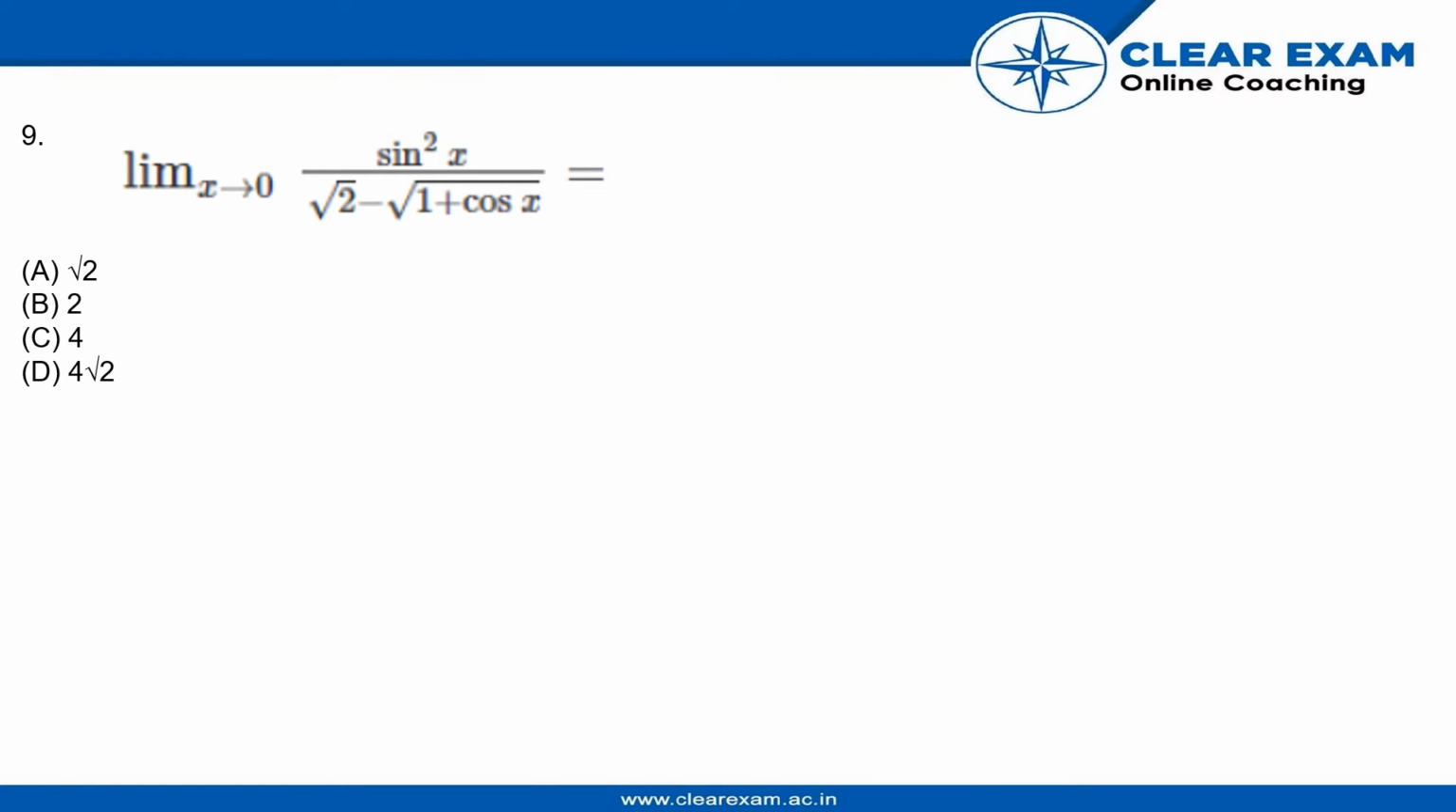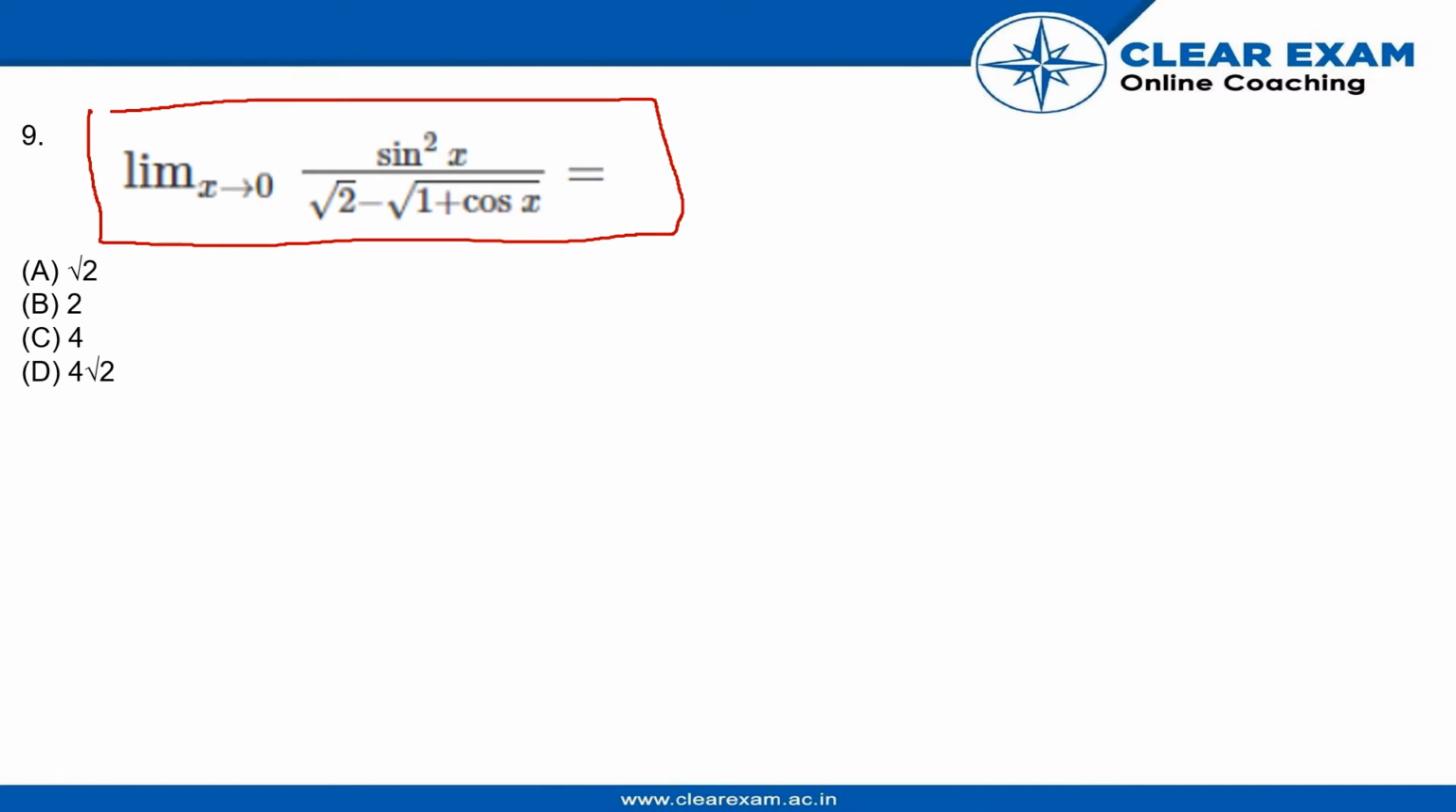So the question is on limits. Limit x tends to 0, sine square x upon root 2 minus root 1 plus cos x. What will be the answer? Root 2, 2, 4 or 4 root 2?